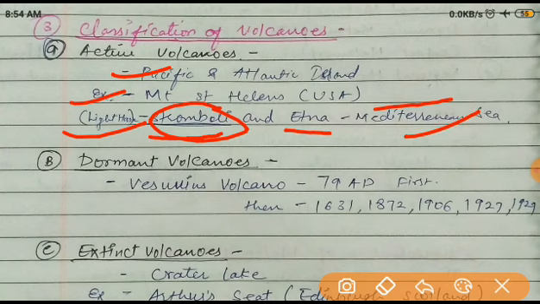It means why? Because anytime it is continuously ejecting. So that's why the lava is coming out and it is showing lightning also. That's why it is called the lighthouse of the Mediterranean Sea.